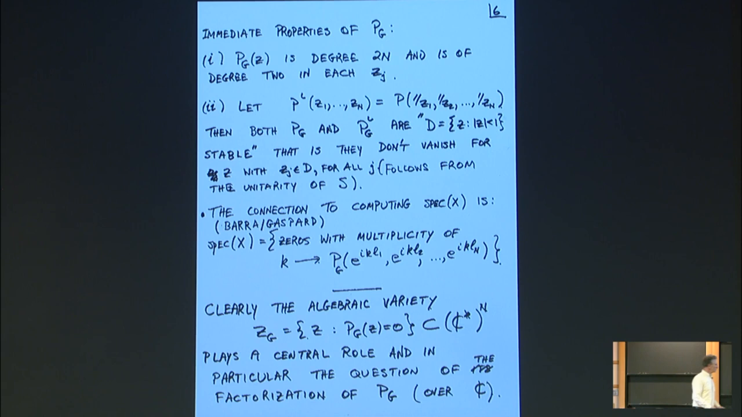P_G is the polynomial in several variables, only depends on G, as the notation exactly shows, P sub G. So clearly the zero set of this in the torus, C star to the n, is going to play a big role. And that will be the source of all the theorems, to understand the intersection of the zero set with this line that's defining the spectrum. All right. And for that purpose, we clearly want to understand that.